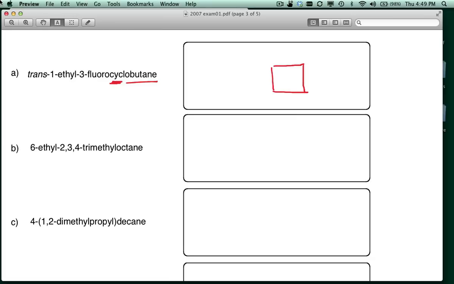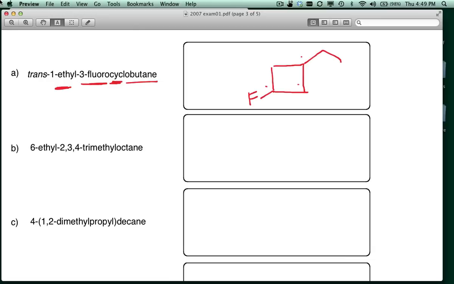This book used other substitutions. I'll use just carbon groups in this test. But 3-fluoro, 1-ethyl, cyclobutane. There are groups on 1 and 3. So you can pick any position to start with a ring. Let's just say we'll put an ethyl group here. And 1, 2, 3 away would be a fluorine substituent.